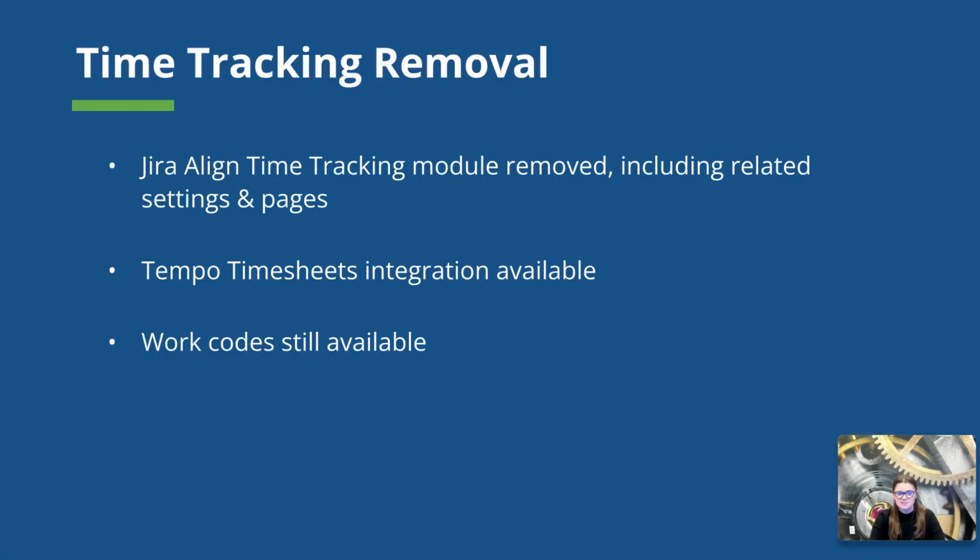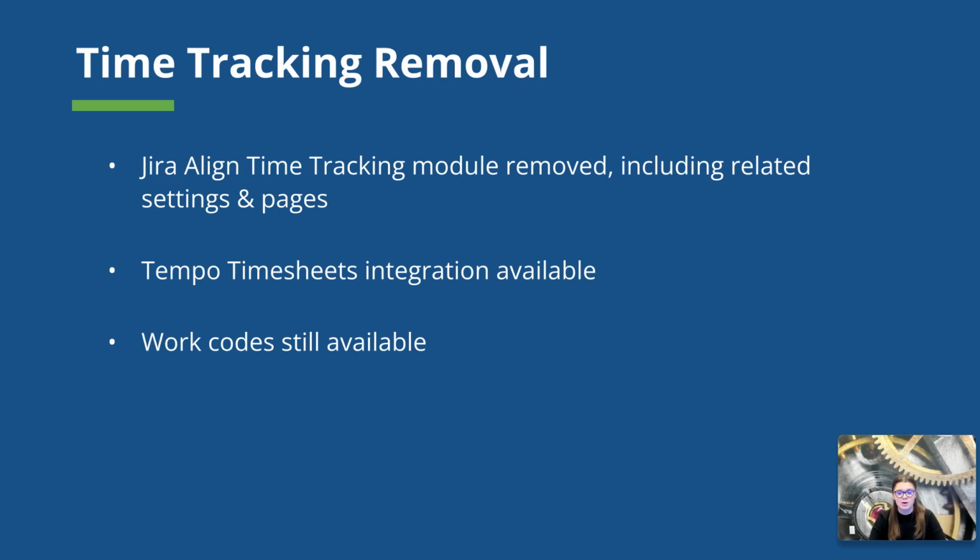First, with this release, the pages and settings that make up the out-of-the-box time tracking module in Jira Align have been removed. This update was actually announced several months ago, and in that announcement, Atlassian called out that this functionality wasn't heavily used and recommend checking out the integration with Tempo timesheets for further time tracking functionality.